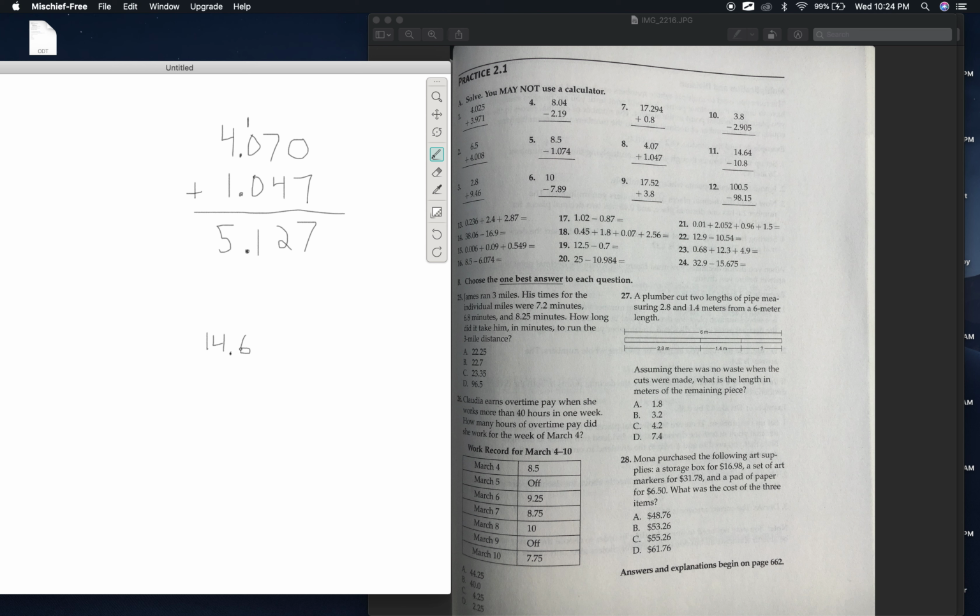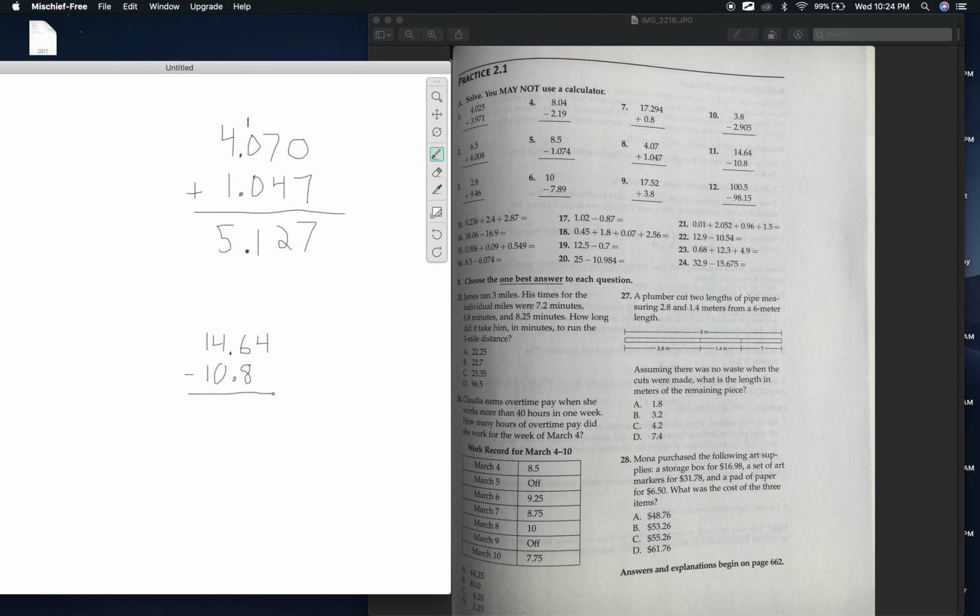14.64 minus 10 is 8.8. Now I'm feeling great.